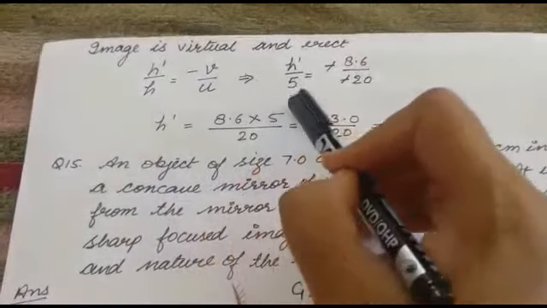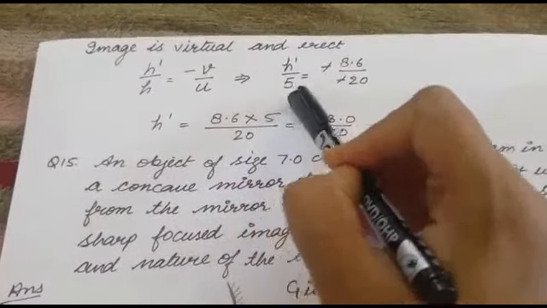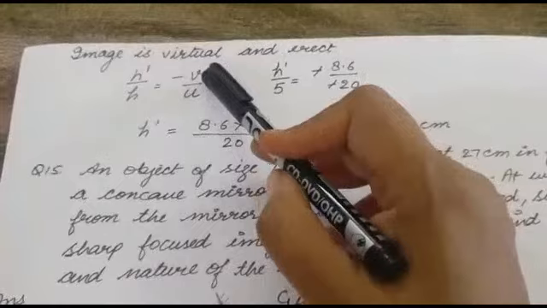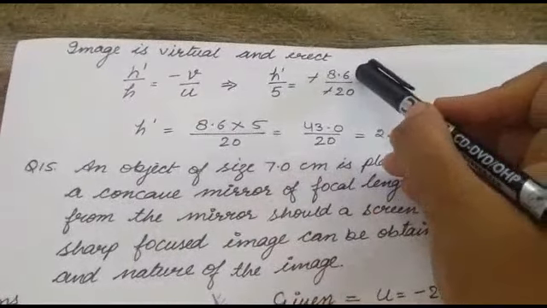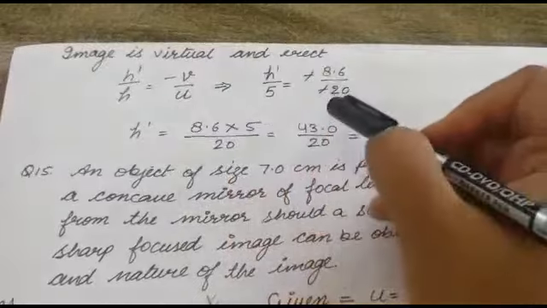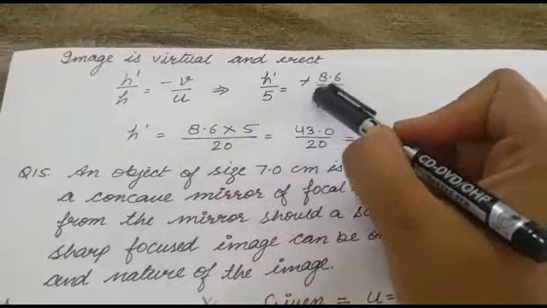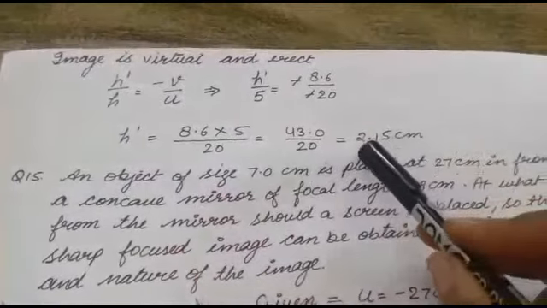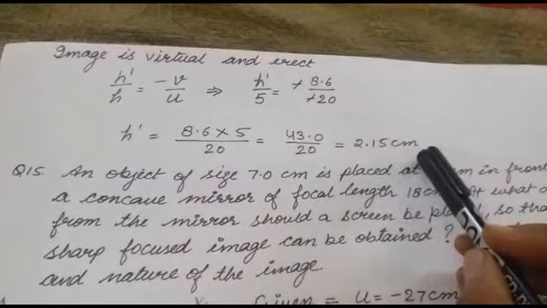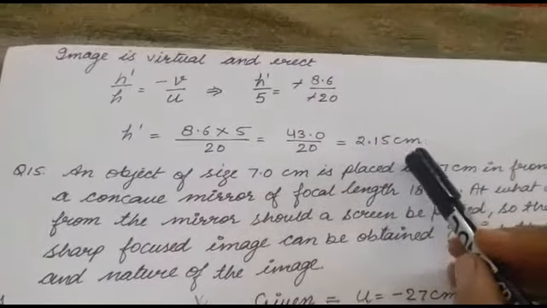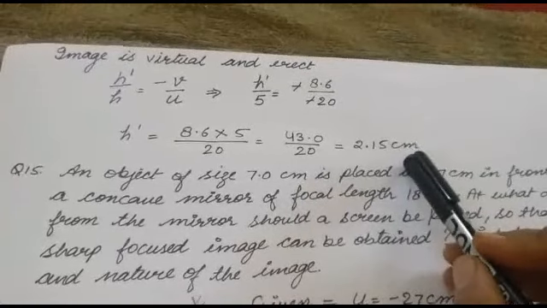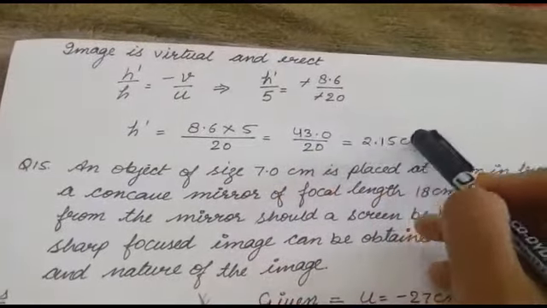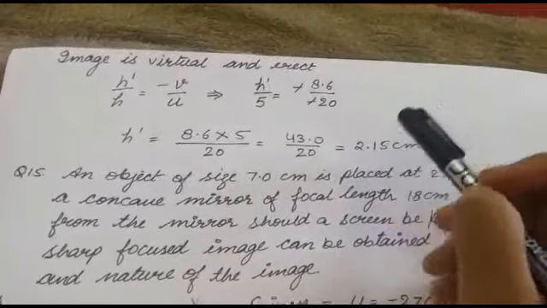h is the height of the object which is given in the question, that is plus 5, equals minus v upon u from the formula. The value of v we have just calculated, it is 8.6, and u, the distance of the object, is minus 20 centimeter. So we strike minus to minus, and when we solve it we get h dash equals 2.15 centimeter. It means the height of the image is 2.15 centimeter. It is much smaller than the object, because the height of the object was 5 centimeter while the image is formed of just 2.15 centimeter.